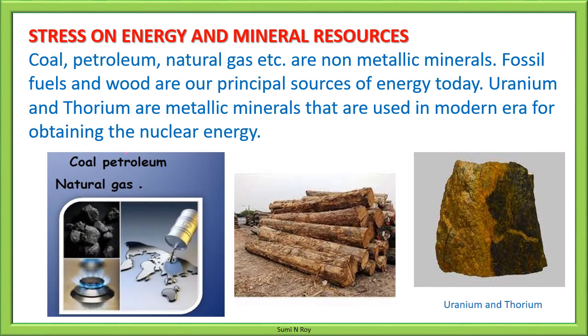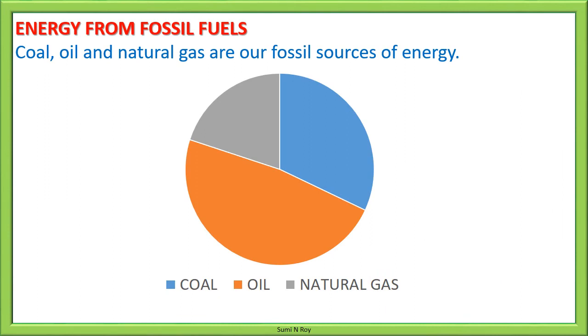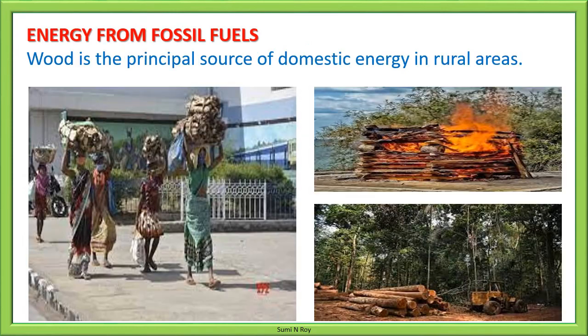Coal, petroleum, natural gas, etc. are non-metallic minerals. Fossil fuels and wood are our principal source of energy today. Besides this, uranium and thorium, the metallic minerals, are used in the modern era for obtaining nuclear energy. Coal, oil, and natural gas are fossil sources of energy. Wood is the principal source of domestic energy in rural areas.